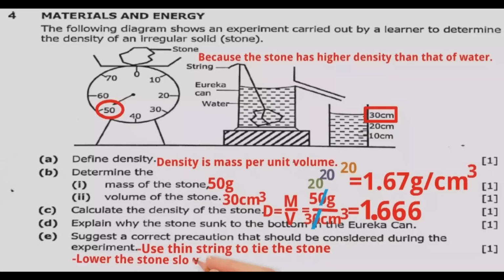Two, lower the stone gently. When you are putting the stone in the Eureka can, you make sure you lower it slowly and gently. If you put the stone in the water abruptly, it will cause waves and water will come out, the one that is not supposed to come out. So you lower it gently. Since they want one, I'll give you two. So those are the precautions that you should take when you're carrying out this experiment.